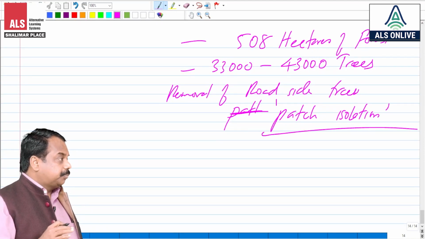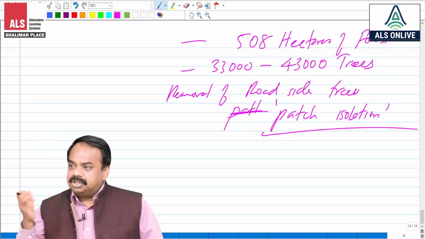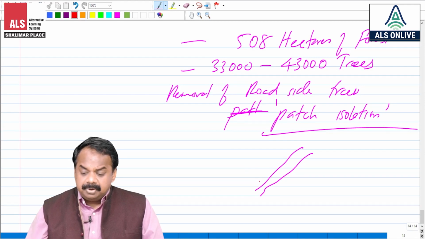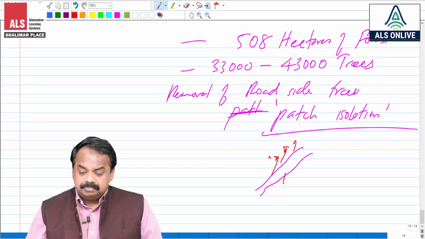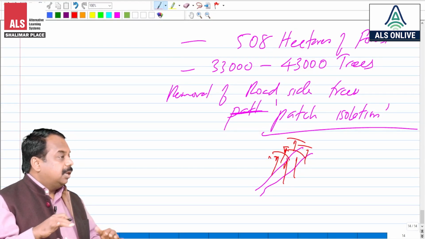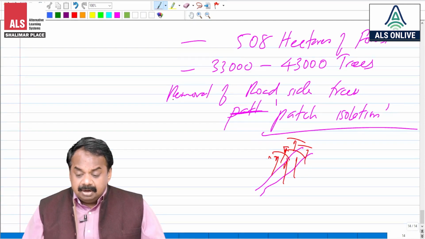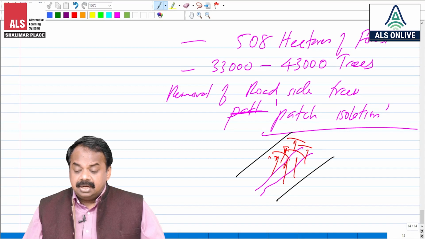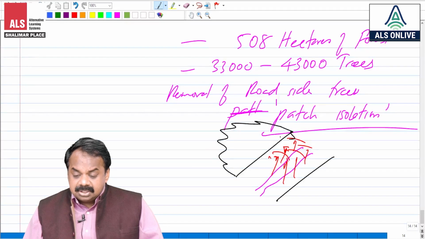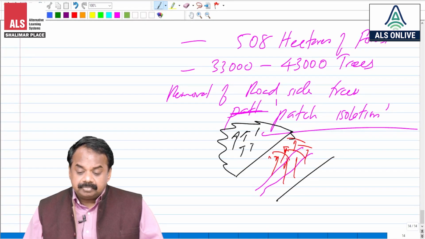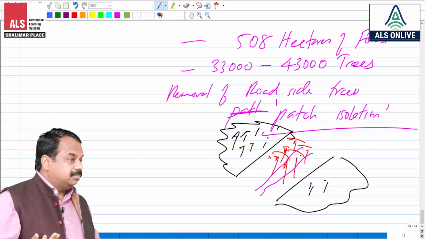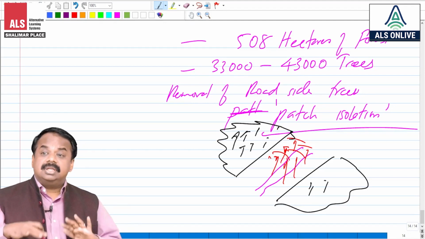Patch isolation, meaning, see, if it is a smaller road, what will happen? The trees are standing on either side, and the canopy cover will be there from both sides. Now, in the name of widening of the road, you cut all the trees along both sides. Now, what may happen is that on one side there may be a patch of trees, and on the other side there may be another patch. They are completely isolated from each other. That will have its own problems in the ecosystem.